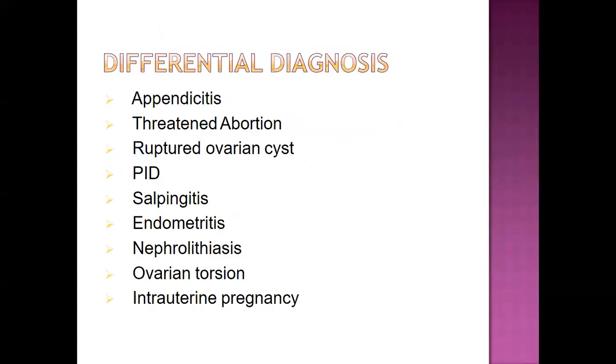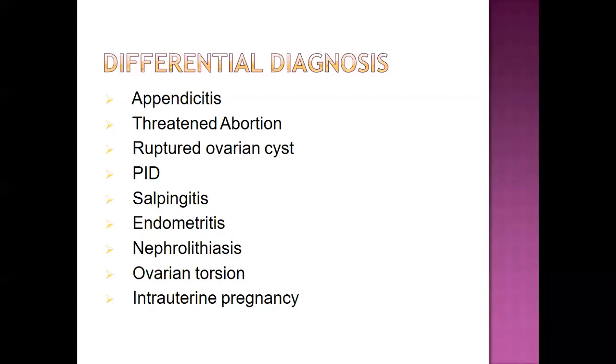Now, as the patient comes in the acute condition with pain in the lower abdomen and PV bleeding, what are the differential diagnoses? It could be appendicitis, as if she has a right-sided ectopic, then it can mimic appendicitis. There is amenorrhea followed by PV bleeding, then this could be mistaken for threatened abortion. There is torsion of an ovarian cyst, or ruptured ovarian cyst. Pelvic inflammatory disease, but there is no amenorrhea history in pelvic inflammatory disease. However, the pain is similar. Salpingitis and endometritis are types of pelvic inflammatory disease.